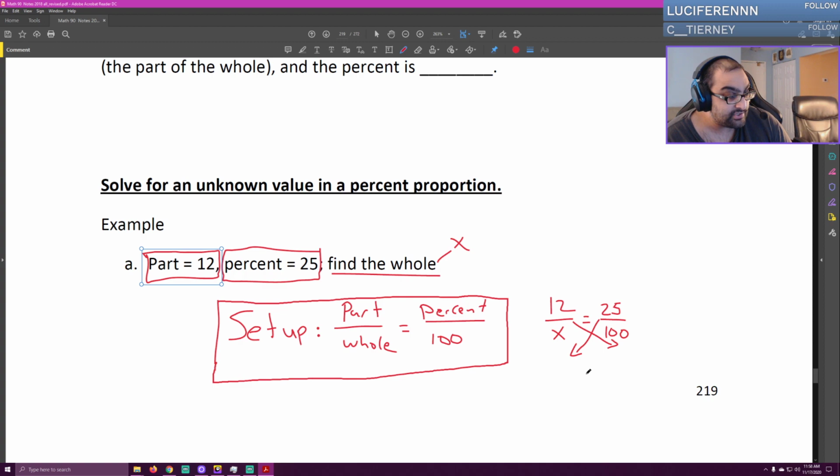And we'll go ahead and cross multiply here. So here we'll have 25 times x equals 12 times 100, sorry. Almost put 200 there, but that's not what I wanted. Pardon me. Should be times here. Okay. So we get 25x equals 12 times 100 is 1200.